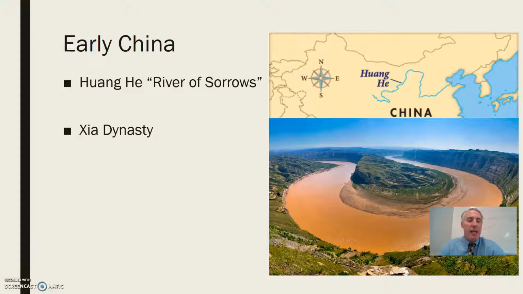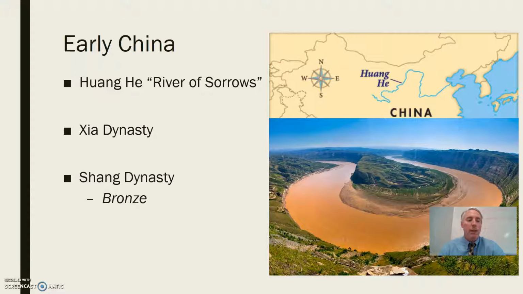Now, legend says that the next dynasty was the Shang dynasty, and that this took control around 1750 BCE and ruled to about 1122. We know a little more about them than the Xia because they left written documents. They were particularly known for their use of bronze metallurgy. Remember, metallurgy is just a fancy word for using metals for different things.